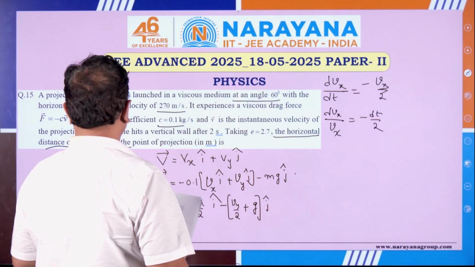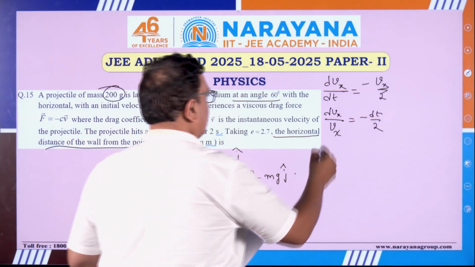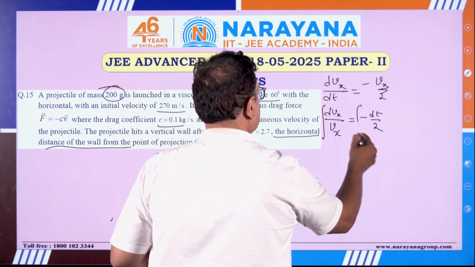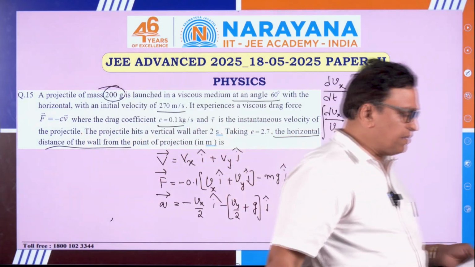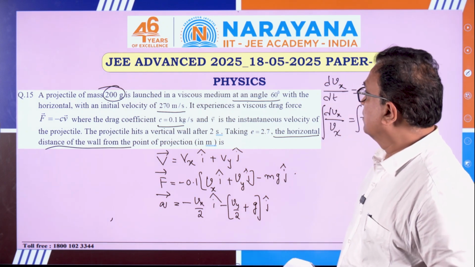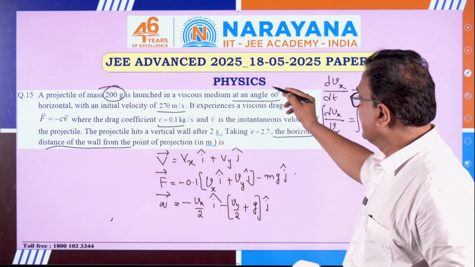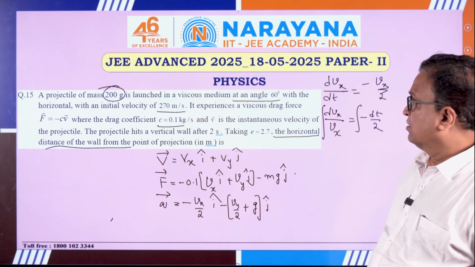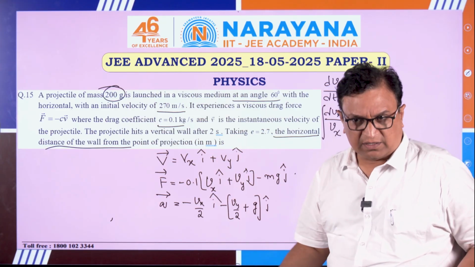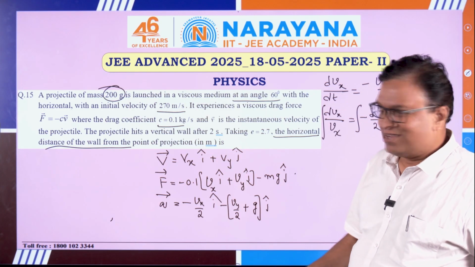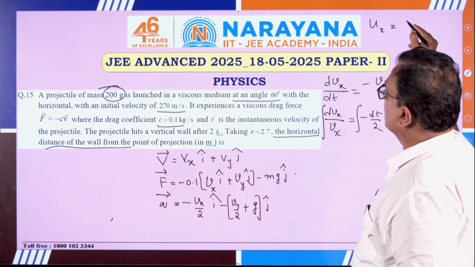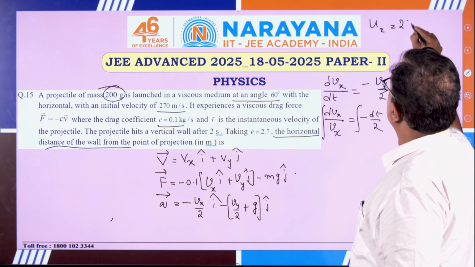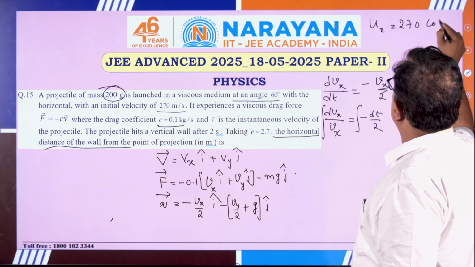Any other information? 2 seconds you mentioned, right? Initially projected with 270 meter per second and the angle is 60 degrees, which means half of that is ux. What is ux? Half of that. Why? 270 cos 60.